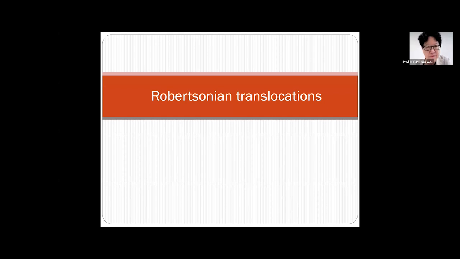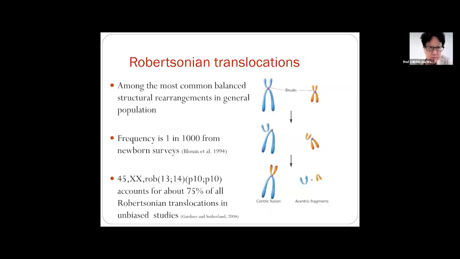I want to mention briefly Robertsonian translocation in relation to Down syndrome. Robertsonian translocation is among the most common balanced structural rearrangements in the general population, and the frequency is 1 in 1,000 from newborn surveys. Normally if it's a carrier, you will have 45,XX or XY. Chromosomes 13 and 14 account for 75% of all Robertsonian translocations in unbiased studies.